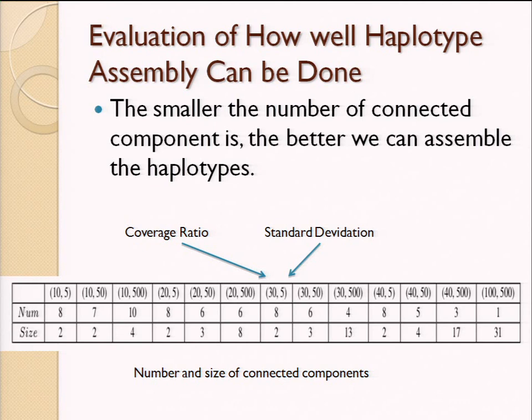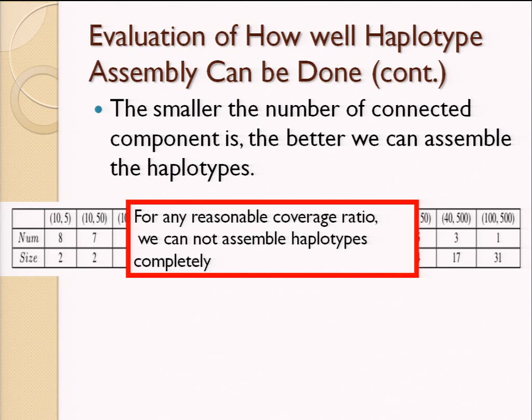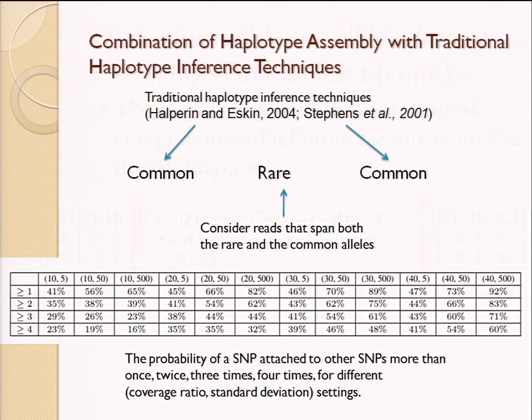We tested different coverage ratios and just came with third coverage ratio variation, the sample is weak. We can do better, but even with 40 coverage and 500 deviation, able to assemble the haplotype completely because the average combination is 3. Only when we increase the coverage do we completely assemble the two haplotypes. For any reason, we cannot completely, at least at this stage, combine a haplotype of the sample.